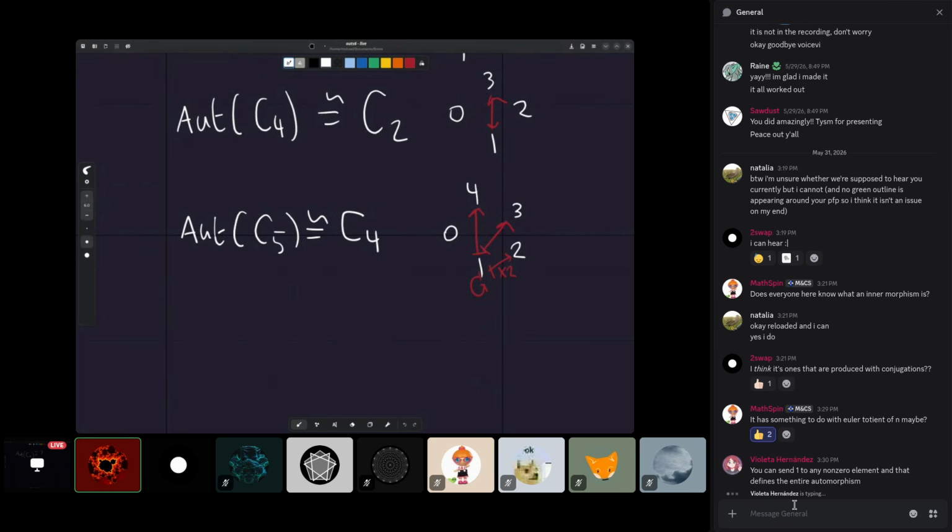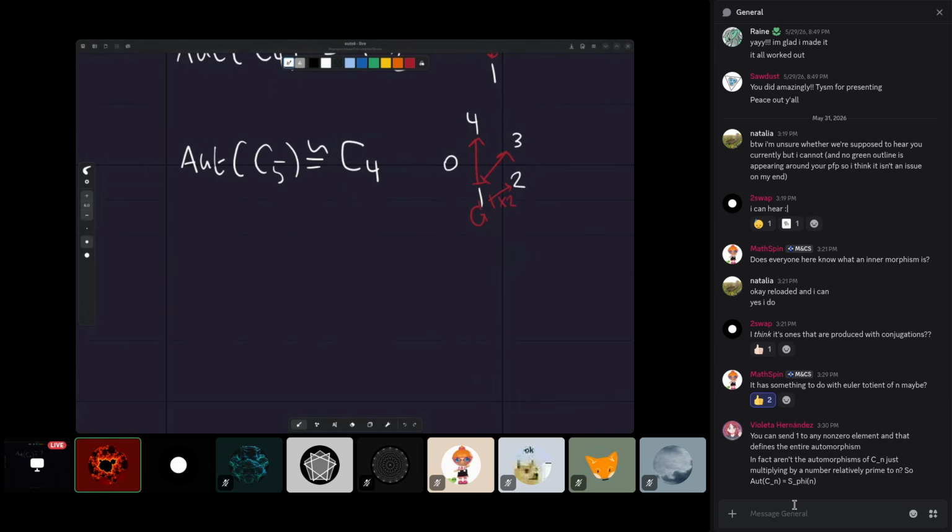What have we got in the chat? Yeah, just talking about what I just said. Yeah, you can send 1 to any non-zero element. Well, that's the case for C5. Let's look at the next one. Yeah, we got the answer in the chat there. Let's talk about that.